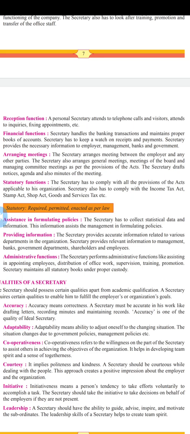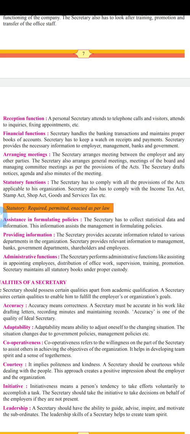Secretary is responsible for arranging meetings. These meetings can be with suppliers or shareholders, then bank or other parties. He also arranges general meetings of the board of directors, then managing committee meetings as per the provisions.